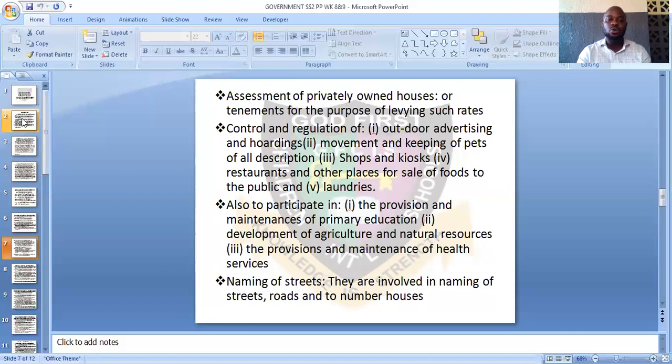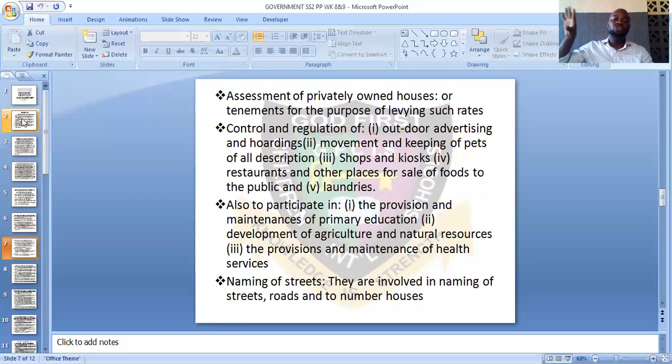Number seven, one of their functions is that they control and regulate outdoor advertisement and holdings, movement and keeping of pets of all description, shops and kiosks, restaurants and other places for sales of food to the public, and laundries. That is all the small shops that you see around. The local governments are the ones that collect money from them. There's always a particular tax which they pay, and it is paid to the local government account.